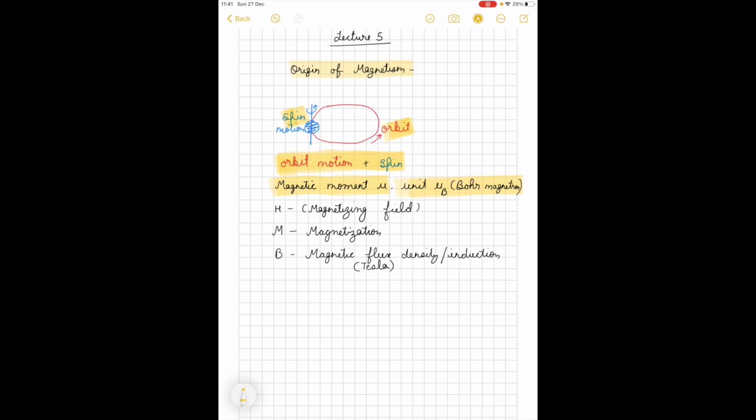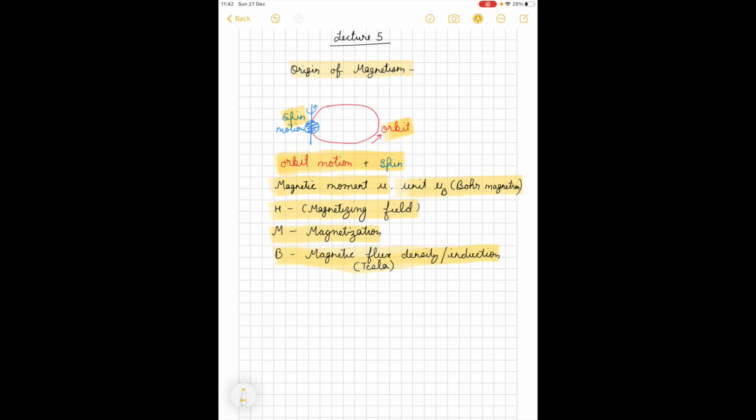We also defined something called the magnetizing field, the external applied magnetic field. Because of this magnetizing field, which is the cause, we had the magnetization, which is the effect, which is also the magnetic dipole moment per unit volume. And finally, we also defined the B, which is the magnetic flux density or the magnetic induction.